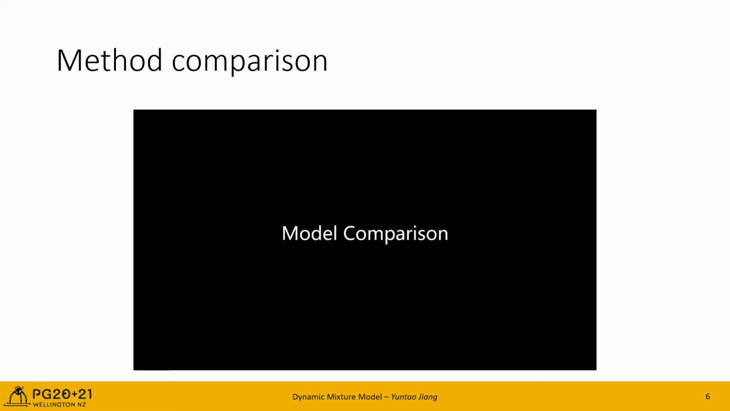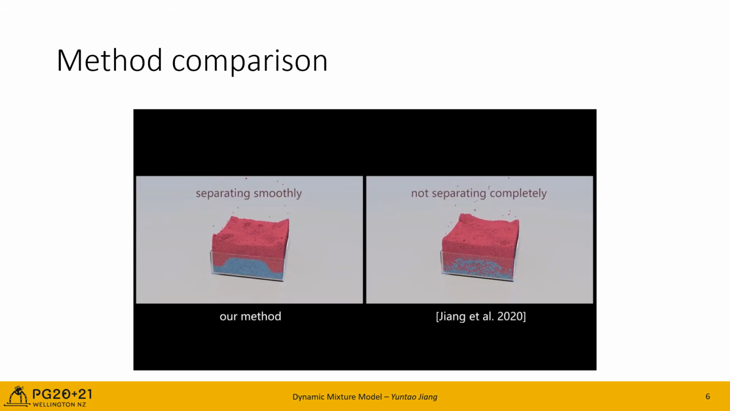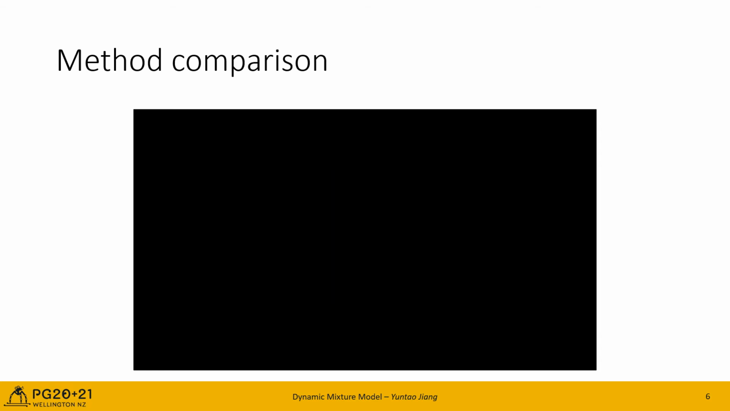Let's watch a comparison between our method and the previous one. In this case, a uniform mixture of the two phases is released into a tank. The two phases immediately separate from each other. But in the previous method, the two phases only separate locally and form clumps. By using our method, the two phases become separate layers smoothly.